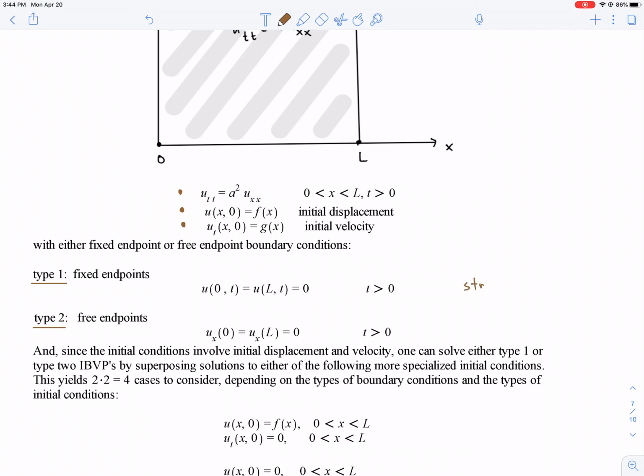And if you're thinking musically, string instruments have type 1 boundary conditions, and wind instruments have type 2.